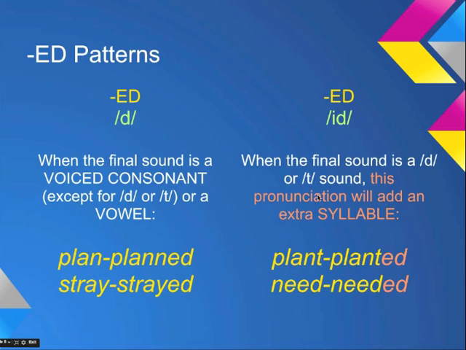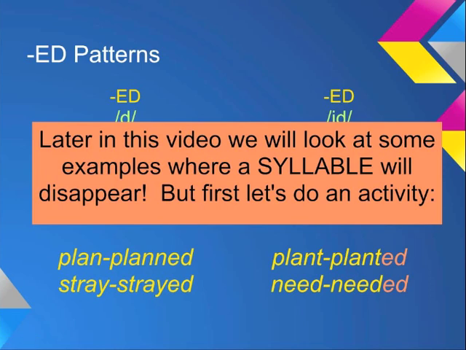However, the ed can also sound like id, in which case this pronunciation will add an extra syllable. This will be used for words that have a final sound of d or t. For example, the word plant, which is 1 syllable, now becomes 2. Planted. Need, which is 1, now becomes 2. Needed. Later in this video, we will look at some examples where a syllable will actually disappear.